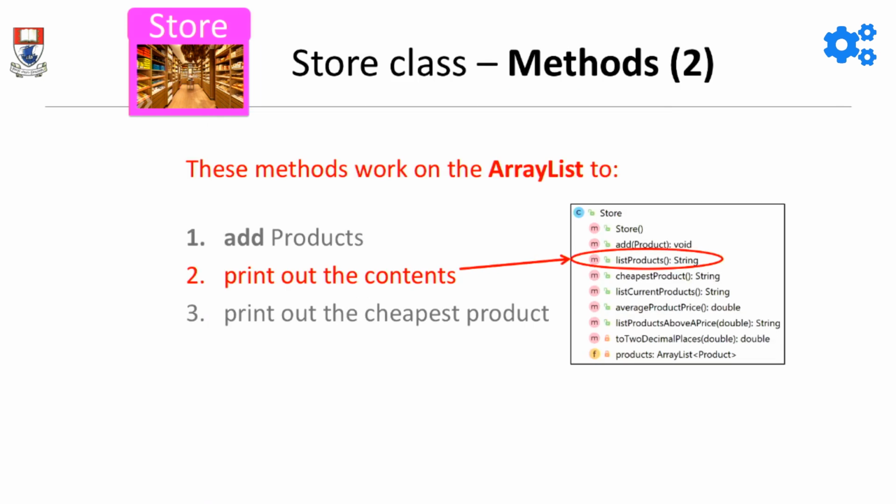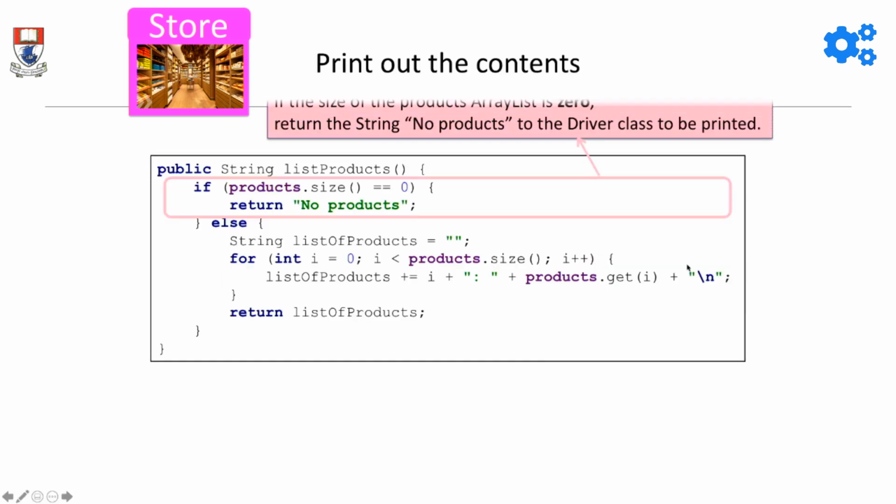So next we have the printing out the contents. So we want to print out the contents. We're going to use list products. List products here, you can see, returns a string. So let's take a look at it. We have the list products method, which you can see just here, and we're defining how that works. So if the size of the products array list is 0, then we return the string no products to the driver class to be printed.